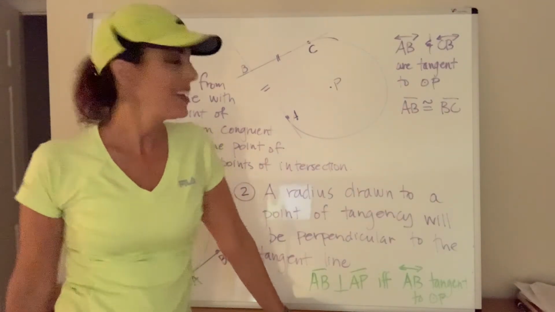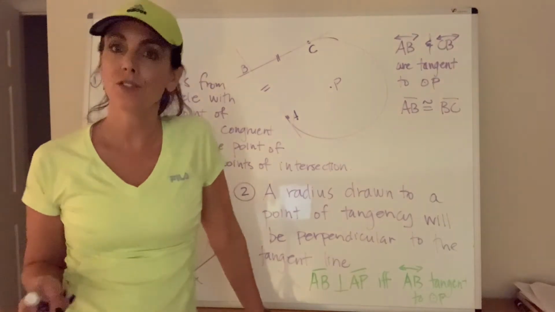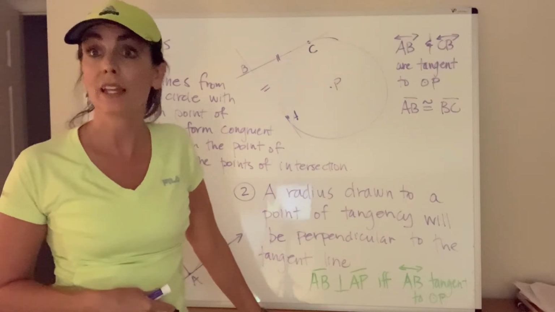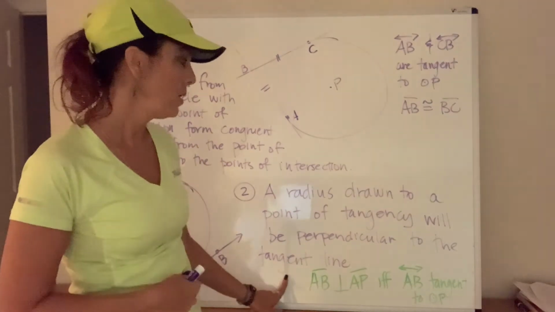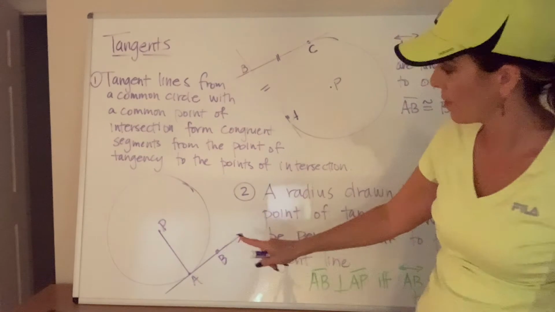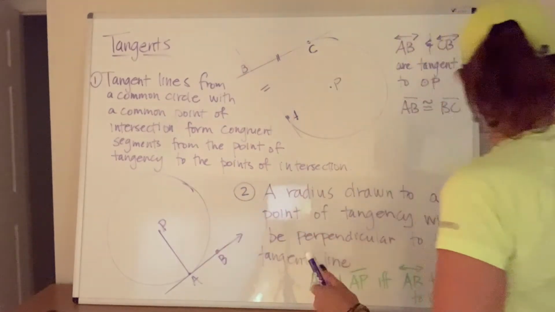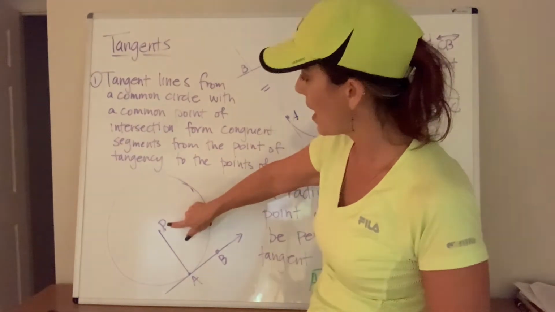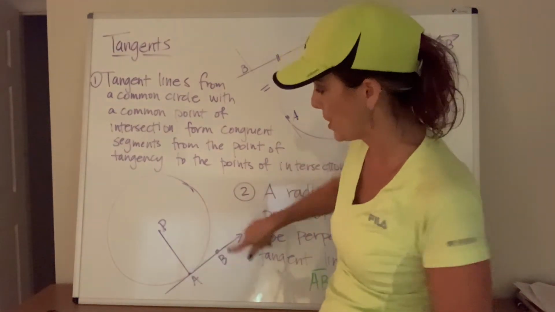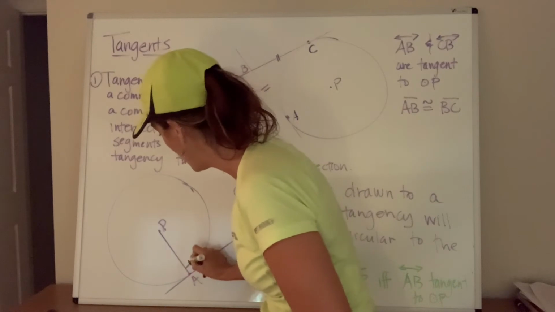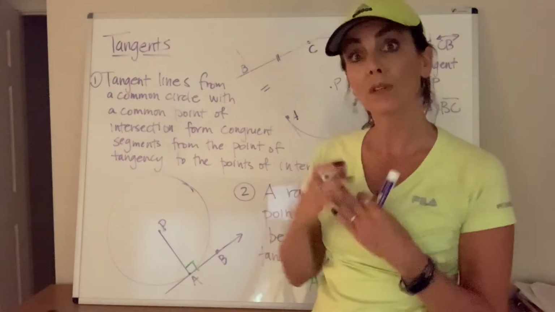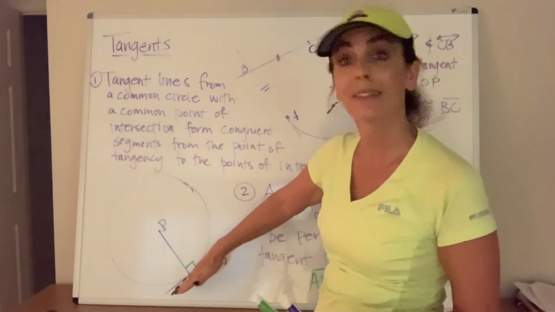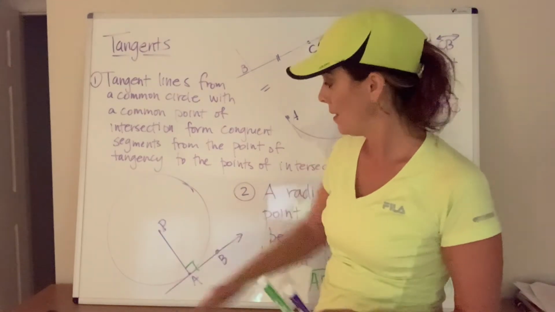Okay, the second tangent theorem. Here we go. A radius drawn to a point of tangency will be perpendicular to the tangent line. So this is how this looks. And let's actually add the crucial bit of information. If I have a radius drawn to a tangent line, it's going to form a right angle because those lines will be perpendicular. So that's true if and only if the line is tangent, right?